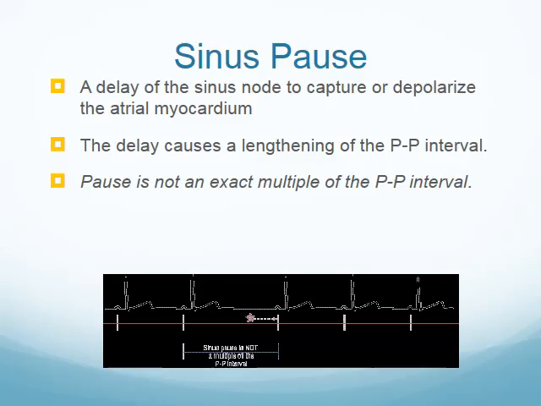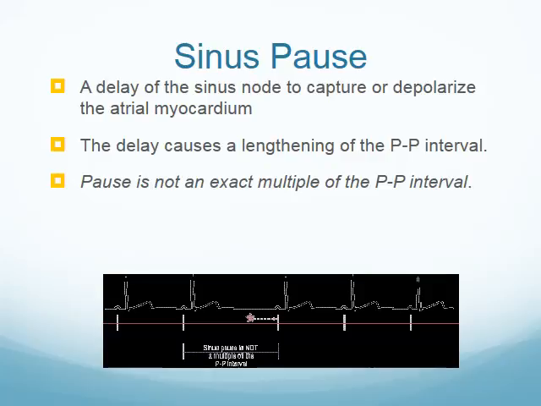I want to talk about sinus pause. Sinus pause is a delay of the sinus node to capture or depolarize the atrial myocardium. The delay causes a lengthening of the P to P interval. The pause is not an exact multiple of the P to P interval, and it's usually longer than what you see in a sinus block.